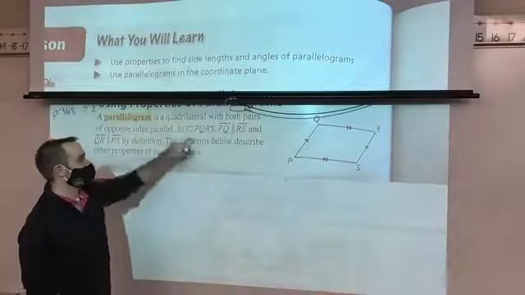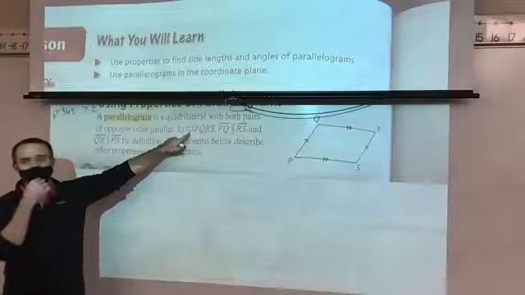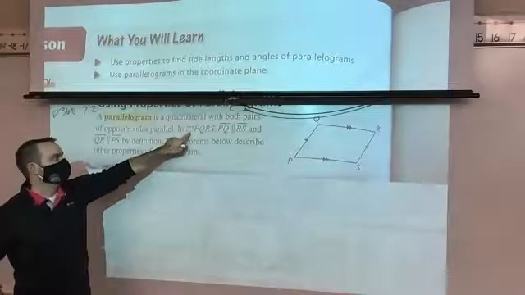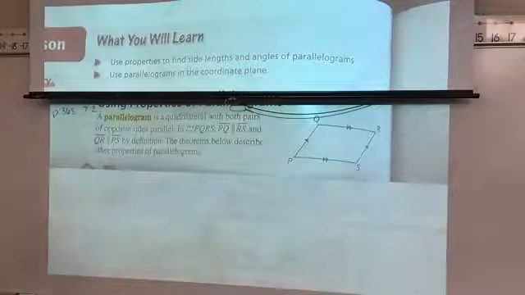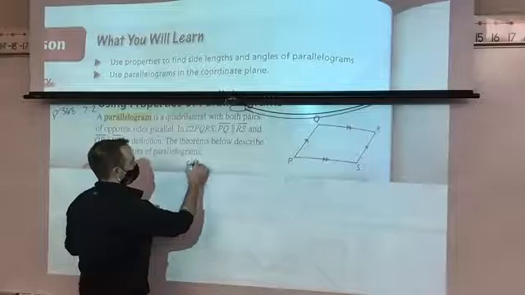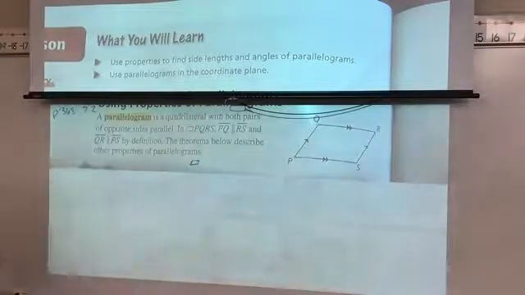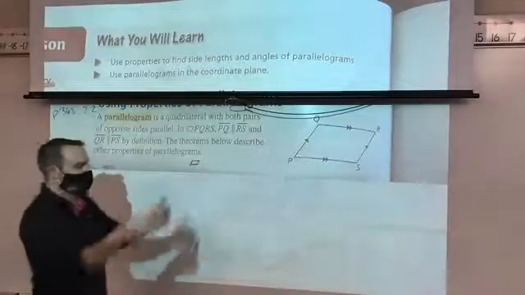A couple things to point out in terms of naming it. When we name it, we use that parallelogram symbol, just like we use the triangle symbol. When we call something triangle ABC, we use the triangle symbol. The parallelogram symbol keeps us from having to write out the word parallelogram. It's not a rectangle, it's slanted slightly. So parallelogram PQRS.